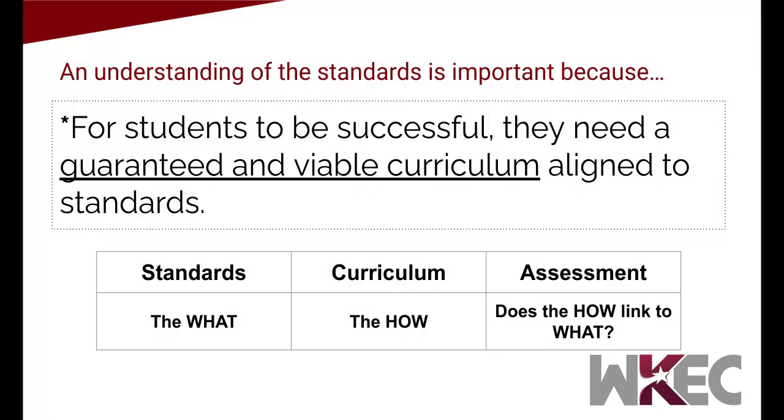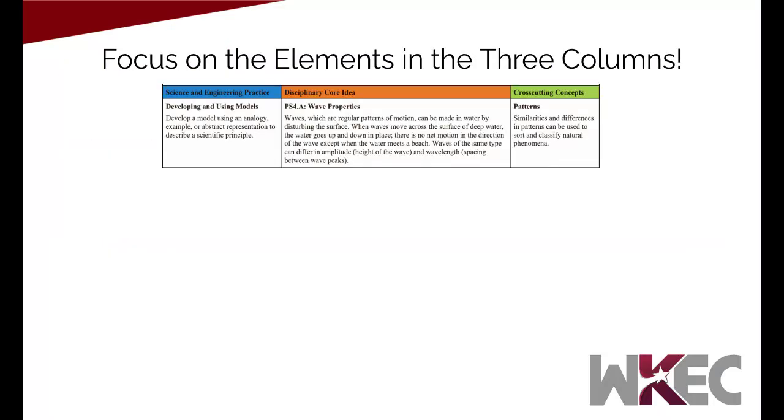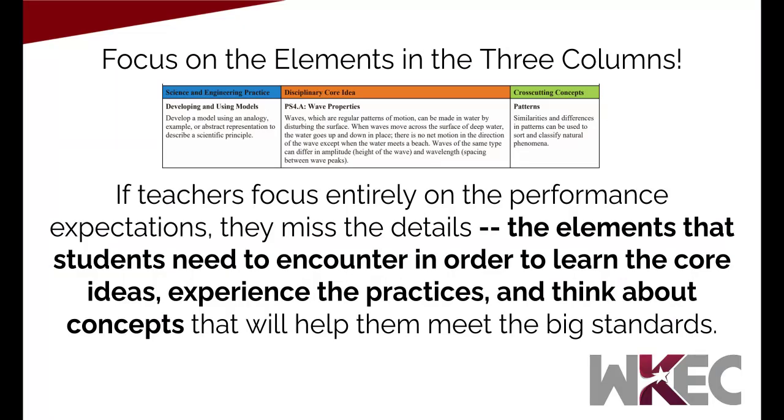So to finish this up, we need to make sure that students have a guaranteed and viable curriculum that's aligned to their standards. So an understanding of the what is critical to make the curriculum, which is the how, come together with it. So again, I encourage you to focus on the elements in the 3 columns for your standards. If you're getting ready to start a new unit, go and look at the standards that are found in that unit and really study those 3 columns and see if you can understand them yourself so that you can design better, more robust activities that really get students to draw those things out.